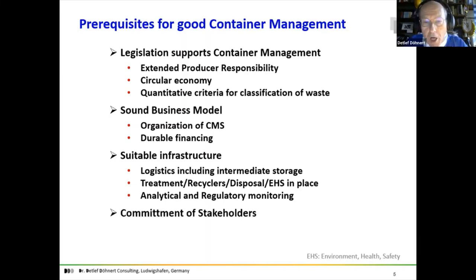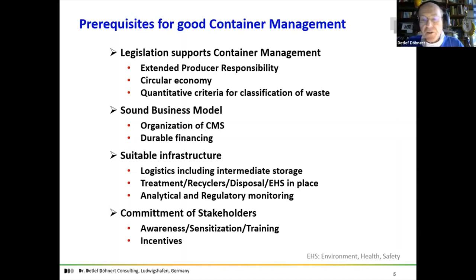And we need an ongoing commitment of stakeholders. That means we need the awareness, sensitization, and training of the farmers. We need incentives, and we also need to some amount enforcement. And we have also to provide convenience. Looking at Africa, we are complaining that containers end up in nature, but there is no way for these farmers to get rid of these empty containers.